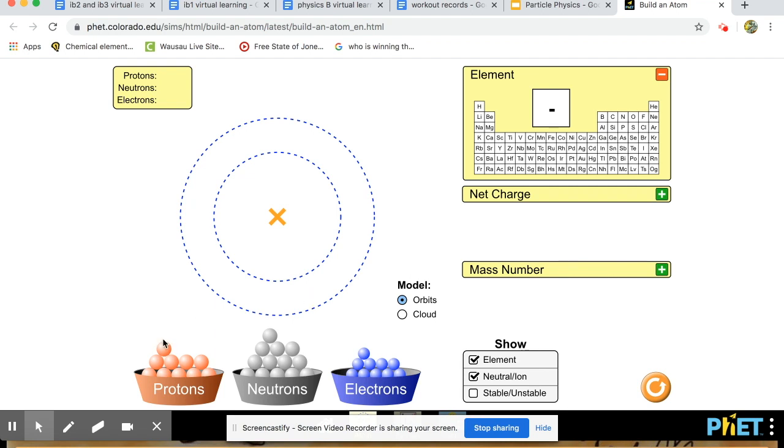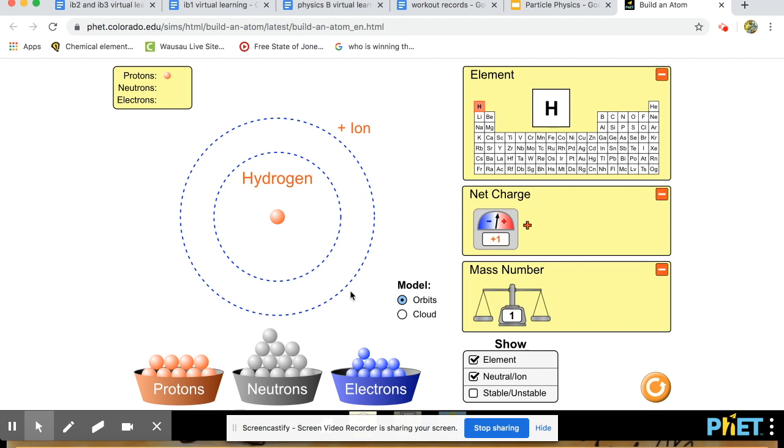So let's build a real basic atom here. We have hydrogen here. I'm going to add another positive charge here. We'll click on stability here. Right now it's unstable. It's a helium atom. And so what I'm going to do is add a neutron here. Now it becomes stable. Add another proton. It becomes unstable again. Add a neutron. It's still unstable. Add another neutron. It becomes stable. So now there's 3 neutrons, 3 protons.